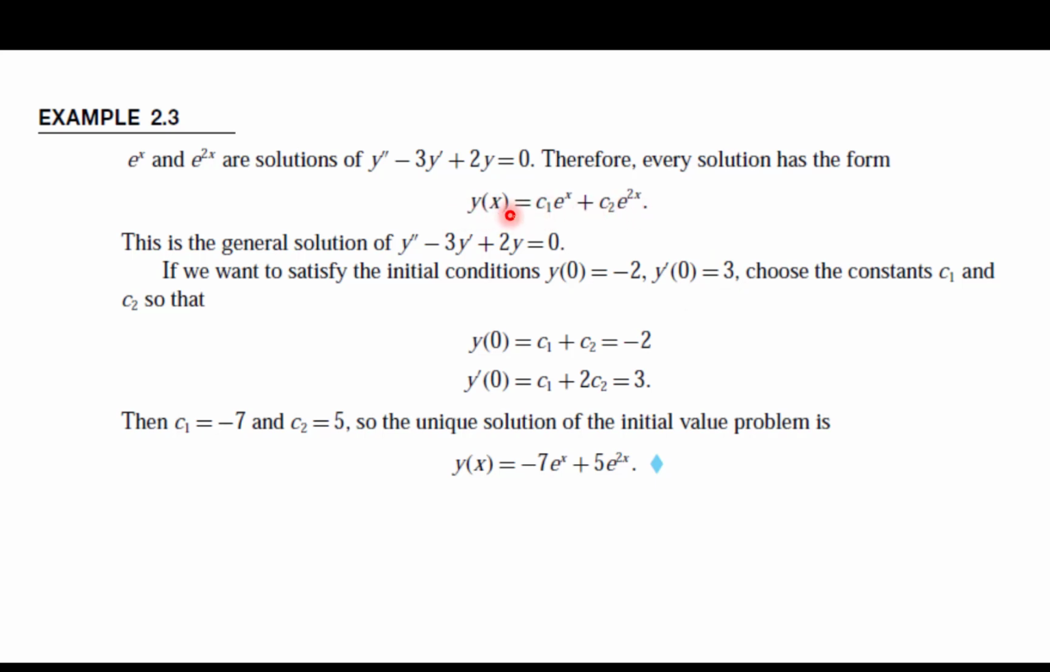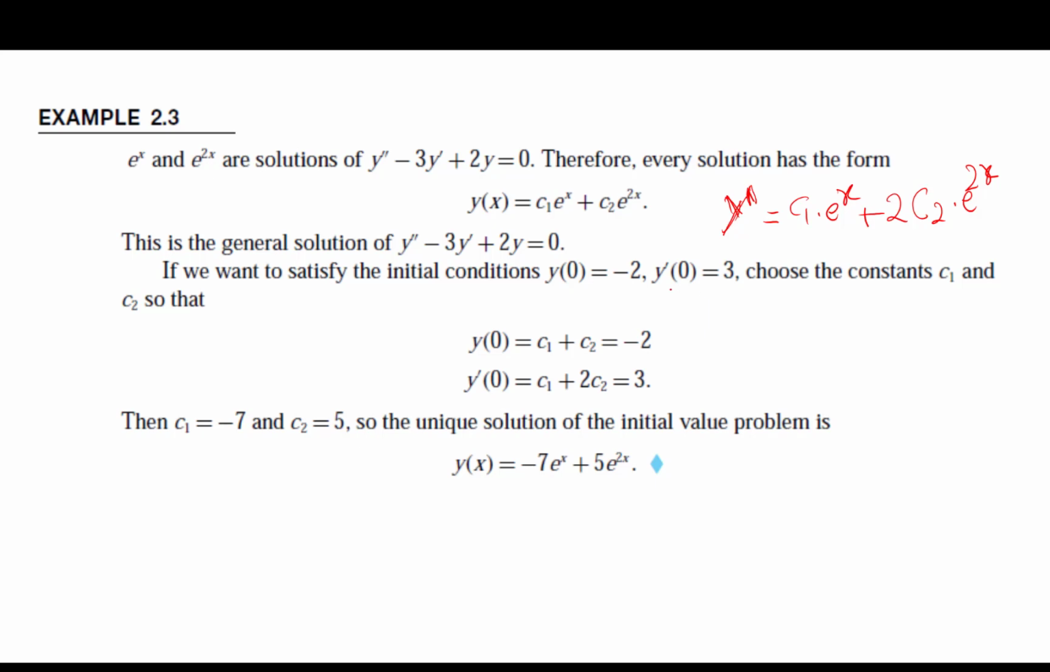Exactly, the derivative of this equation is going to be c1 e to x, because it's the same, plus c2 times 2 times e to 2x. It is simple and straightforward for you. So y prime is going to be c1 e to x plus 2c2 e to 2x, right? This is the first derivative of y.